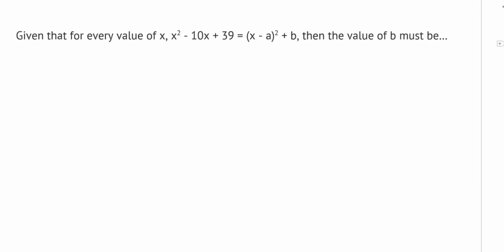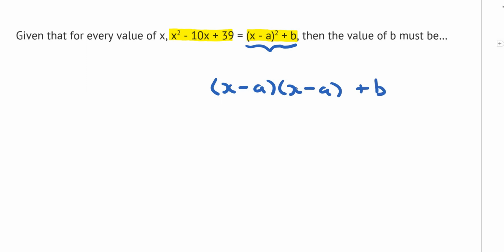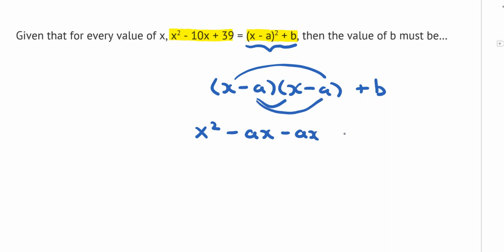Next question here. Given that for every value of x, we have x squared minus 10x plus 39 equals to this. Okay, in order to do this question here, you want to expand that. So if you had to expand this, for sure you can use the square double square technique if you like. I'll just expand this using straight up FOIL here. So I get x squared minus ax minus another ax, and then a negative a times a negative a would be positive a squared plus the b.